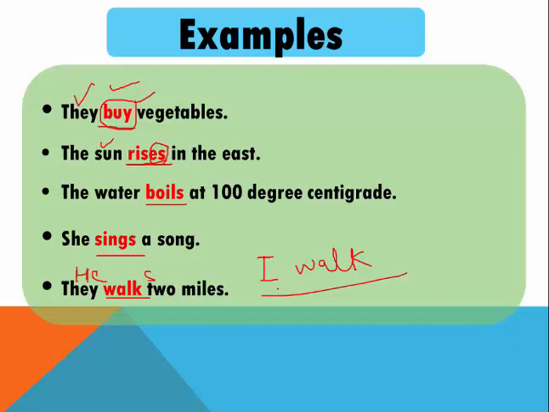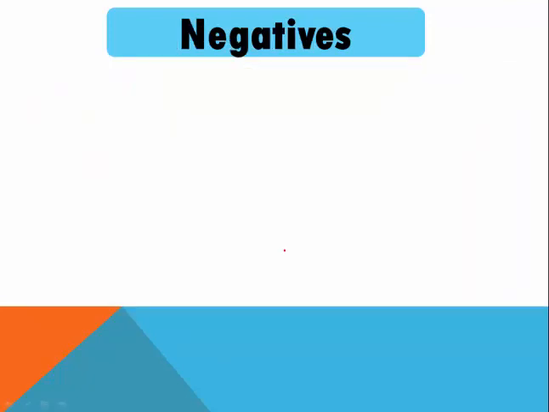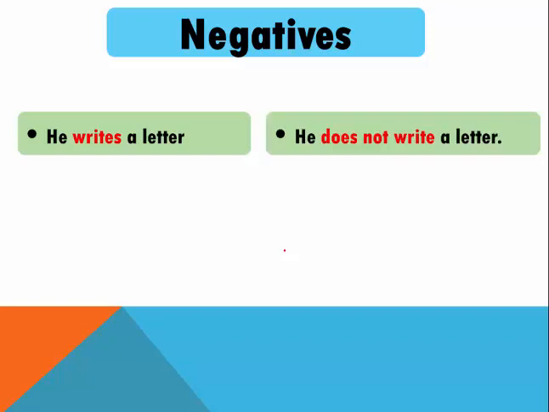So I comes in case 1. So case 1 takes a plural verb. So I hope you understand. We will see negatives, how to form a negative of simple present tense, and this is very important for you as a student because here you make many mistakes while writing your answer.